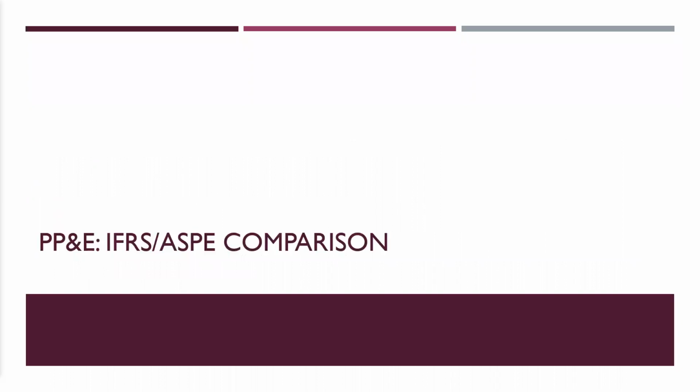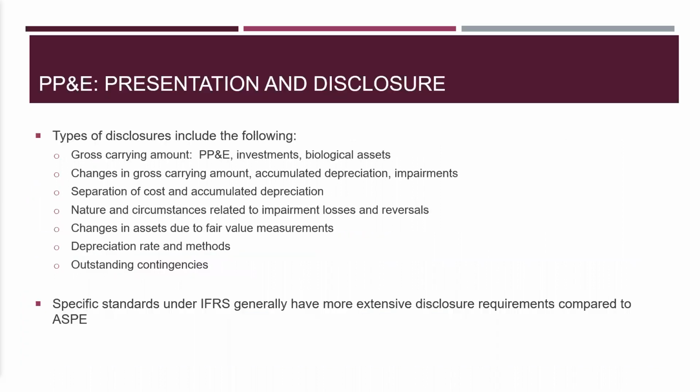And lastly, we are looking at the IFRS and ASPE comparison. A lot of times, the disclosure that is needed under ASPE and IFRS is quite extensive. So we are looking at any outstanding contingencies. What are the depreciation rates that are used? How did we determine the impairment? What was the total loss of that? What were the nature and circumstances? Were there internal or external factors that were determined? Is there a change in the asset's fair value due to measurement or remeasurement? All of that goes into the notes disclosure.